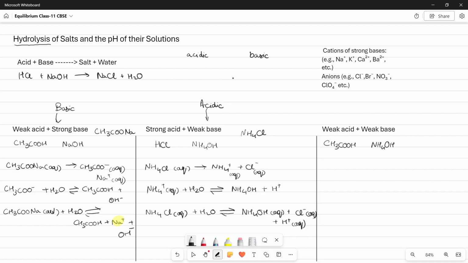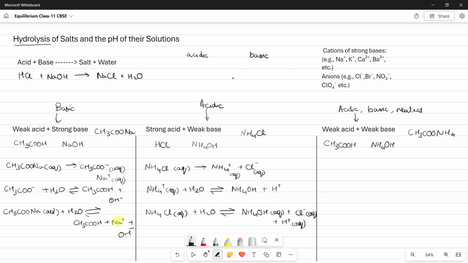NH4OH. So the salt we're going to consider is CH3COONH4. In this case, you cannot make a generalization. In this case, your solution can either be acidic, basic, or neutral. This is because it depends on the strength of our weak acid and weak base. Based on the strength of our weak acid and weak base, the final salt solution could be either acidic, basic, or neutral.